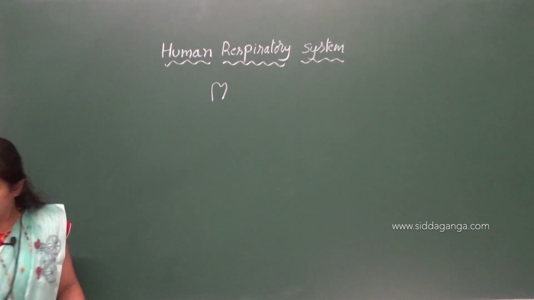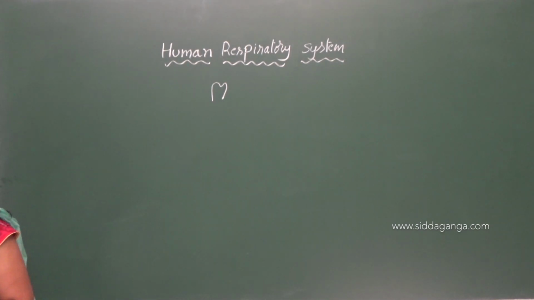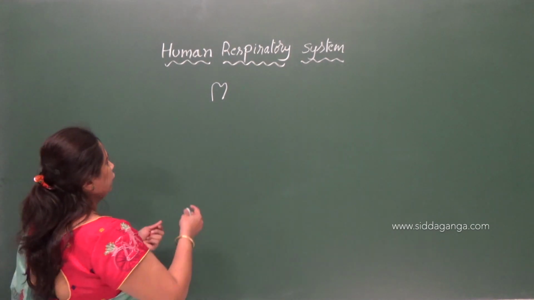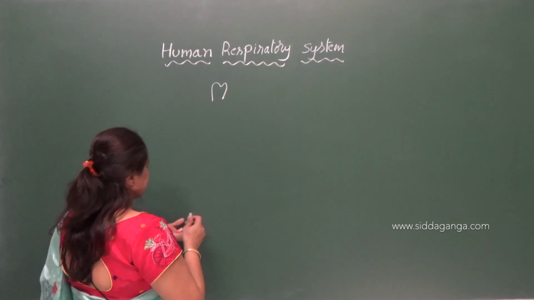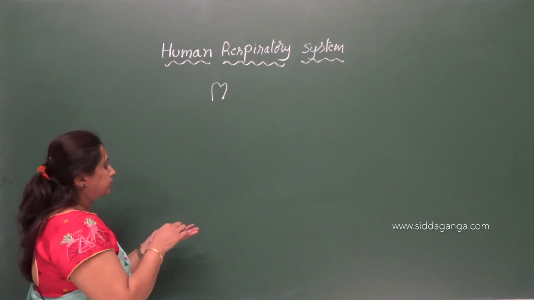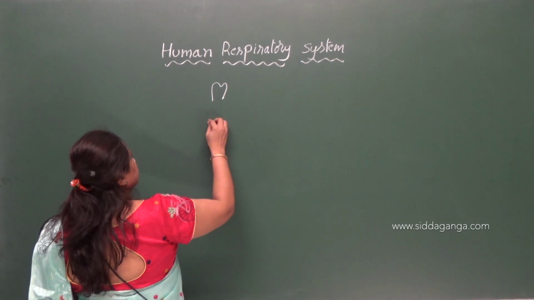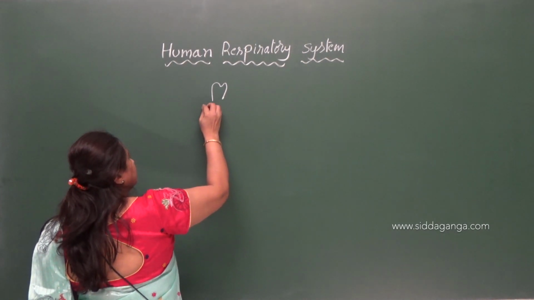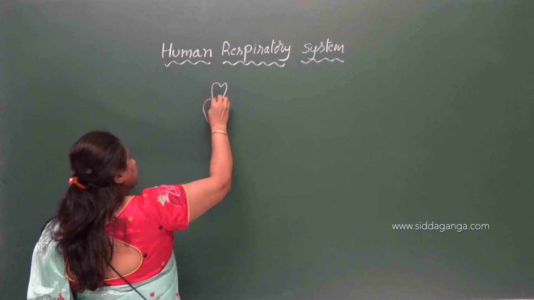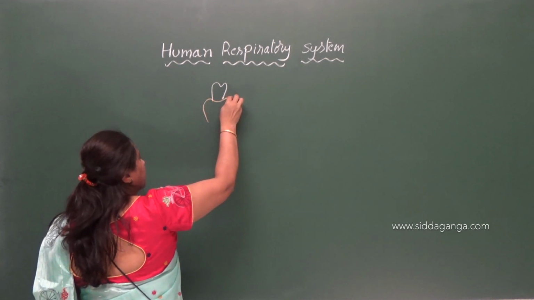So you know that the epiglottis is a leaf-like structure. It covers the glottis while swallowing food. So what is the function of the epiglottis then? It prevents the entry of food into the respiratory tract while swallowing. And here comes the thyroid cartilage.